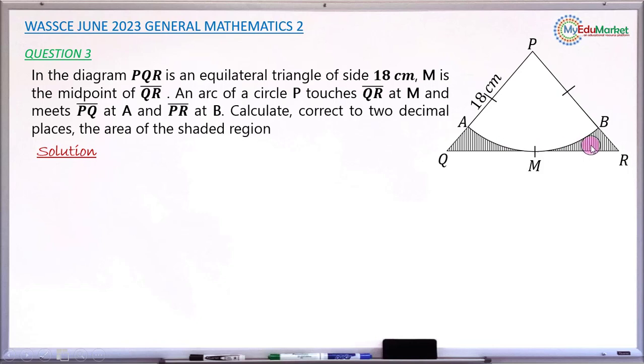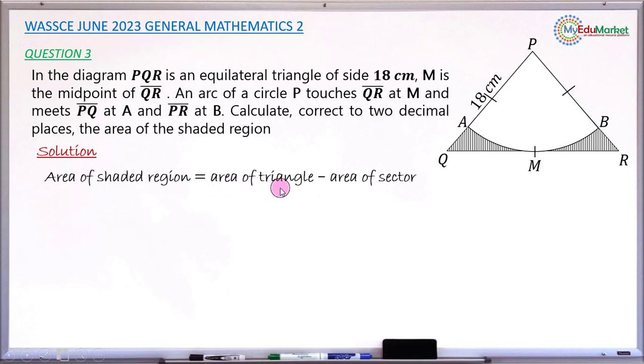Looking at the region that is shaded, if you can find the area of the large triangle PQR, and this region here, PAMB, is a sector of a circle, then if I can also find the area of this sector and remove it from the area of the large triangle, what I will be left with is the area of this shaded region. Therefore, the area of the shaded region will be the area of the triangle PQR minus the area of the sector PAMB.